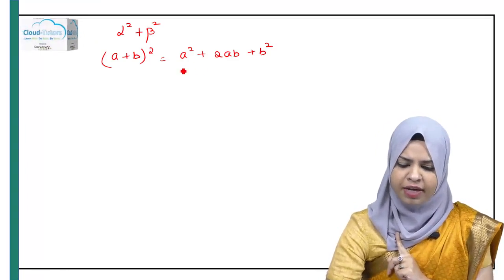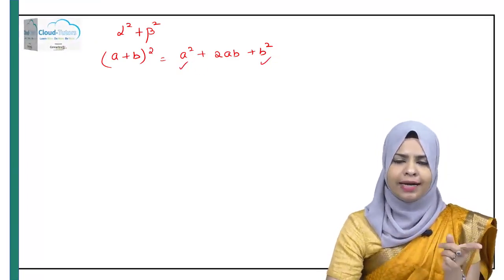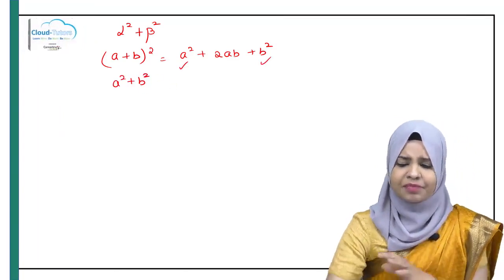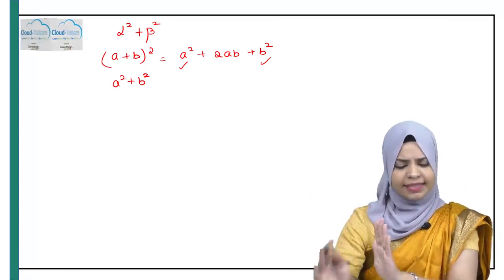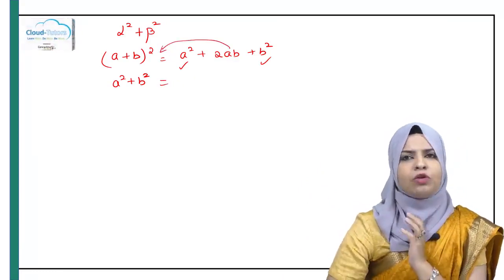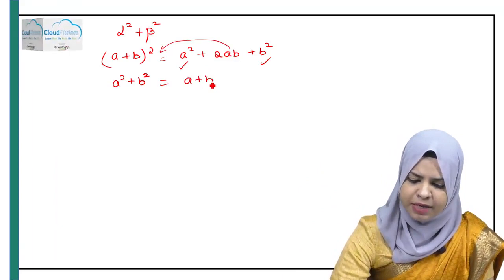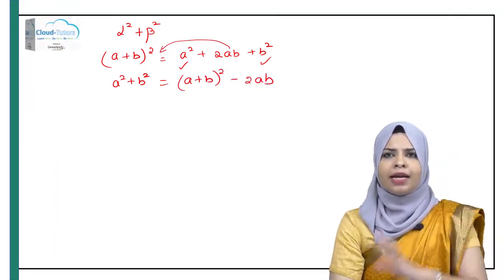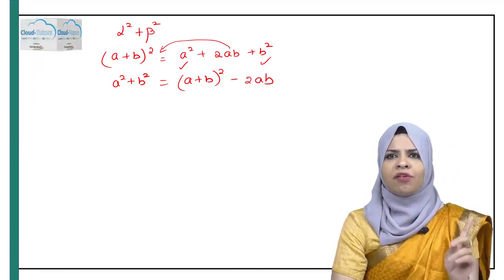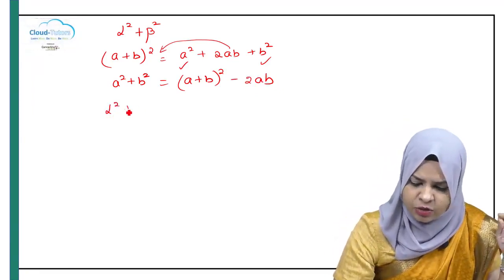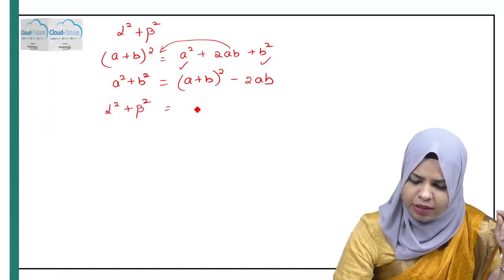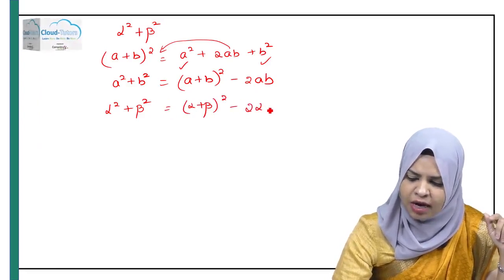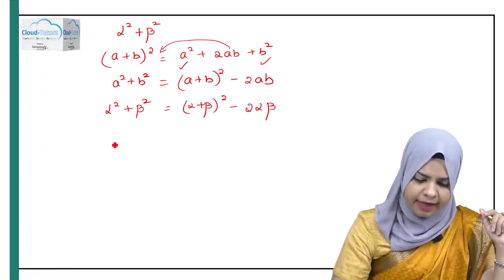Now I'll use this identity. We have to find the value of a square plus b square, right? Here my a and b are nothing but alpha and beta. I will retain a square plus b square on one side and transpose this 2ab to the other side. What will happen? It is a plus b the whole square minus 2ab. Okay. Now let's rewrite this equation in terms of alpha and beta. So this would be alpha square plus beta square equal to alpha plus beta the whole square minus 2 alpha beta.